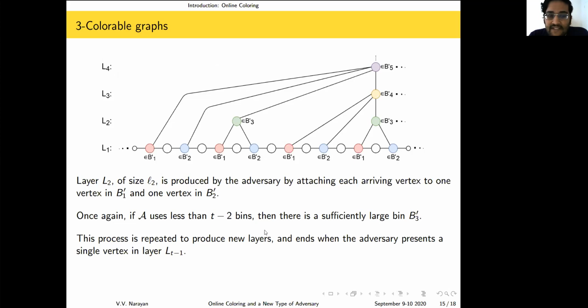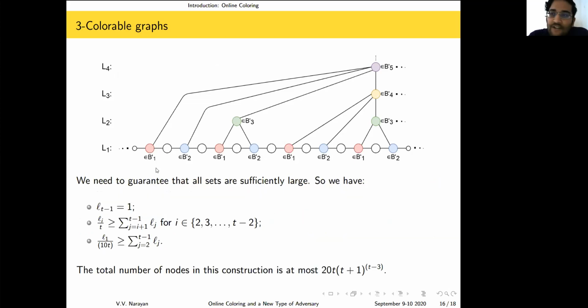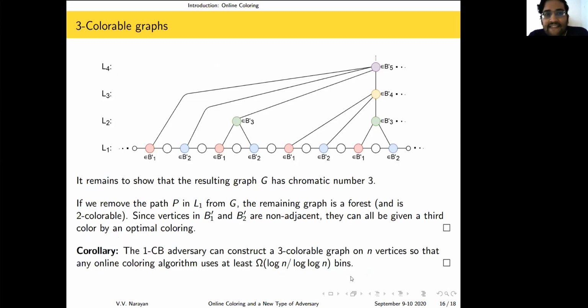when the adversary presents a single vertex in the layer L_{T-1} and forces a Tth distinct color for any algorithm. So now we need to guarantee two things. The first thing we guarantee is that all sets are sufficiently large. So we have a system of linear inequalities, and we can show that the total number of nodes is some exponential function in T. The second thing we need to guarantee is that the resulting graph has chromatic number 3.